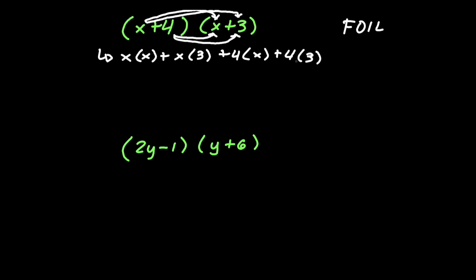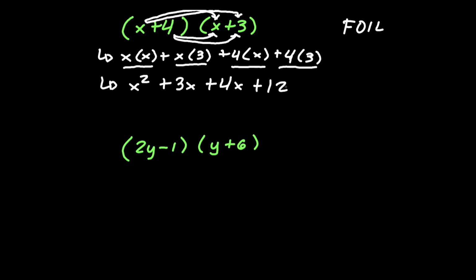This is just like the earlier examples, but instead we will do it twice now. So x multiplied by x would be x squared. x multiplied by 3 here would be 3x. 4 multiplied by x would be 4x. And 4 multiplied by 3 would be 12.